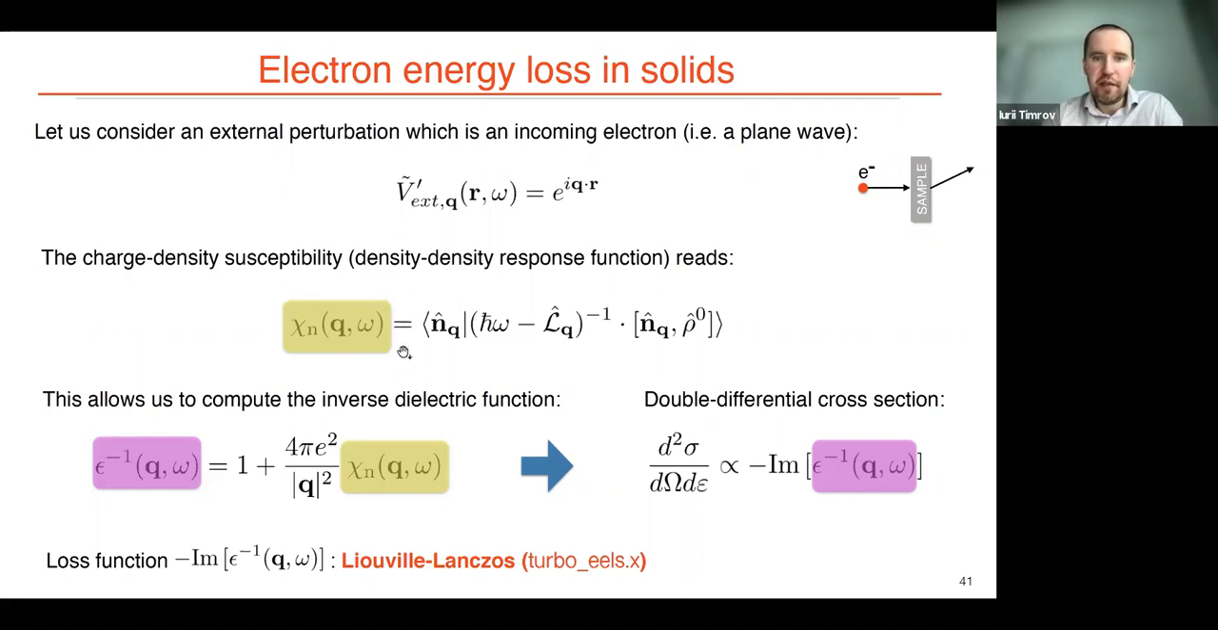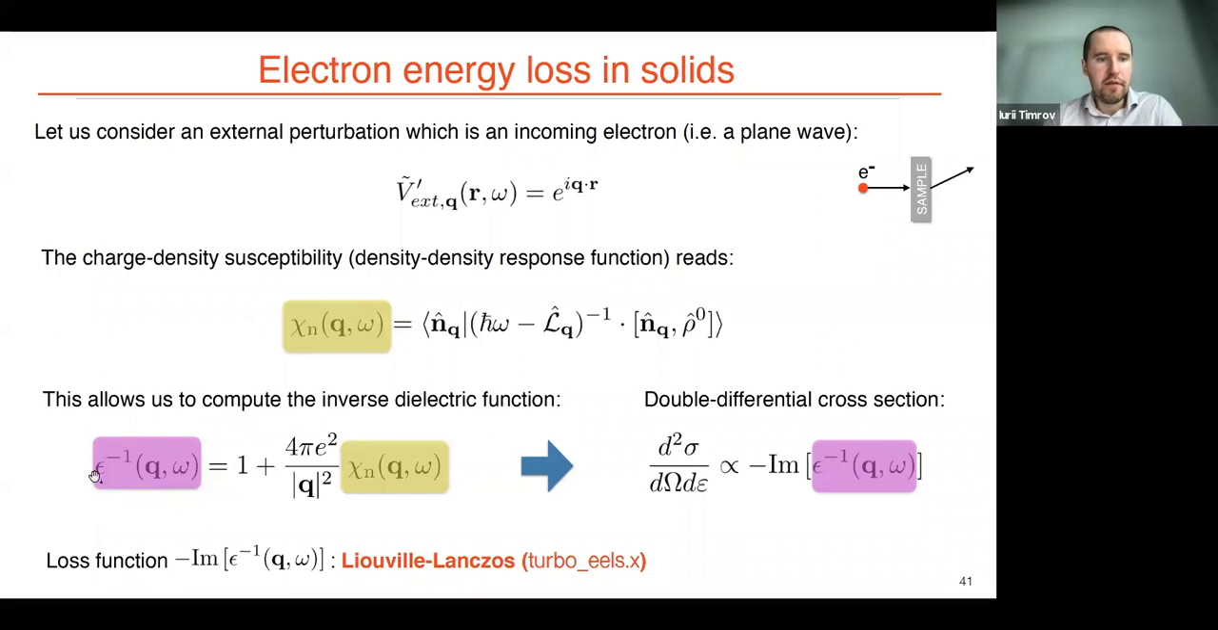The susceptibility now is the charge density susceptibility, which describes the density-density response. In this expression we saw before, instead of having the position operators, we now have density operators. By computing this susceptibility, we can evaluate the inverse dielectric function, epsilon to the minus 1, at a specific wave vector q. Because when an electron is scattered in the sample, it transfers its energy and momentum to the electrons of the sample. So the transfer of momentum is denoted with the q vector.